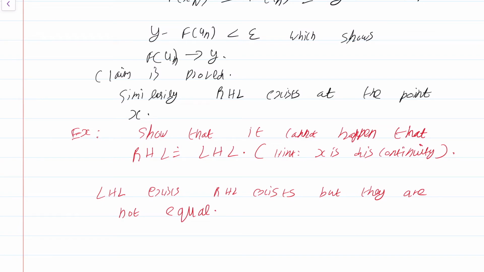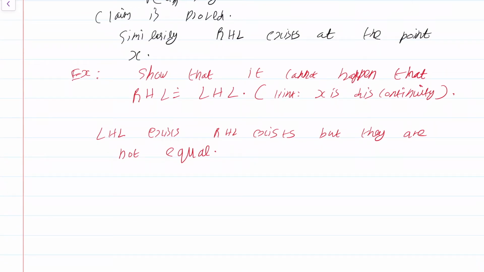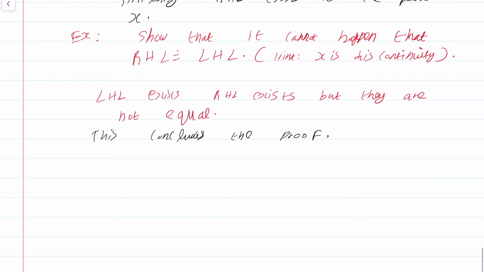Okay. Now, this concludes the proof. At least the proof of the first part, that all the discontinuities are jump discontinuities. So now the second part is this fact that the set D of discontinuities is countable.